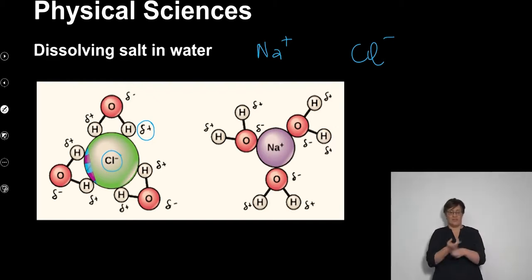And then the opposite happens with the cation of sodium. It is surrounded by water molecules, and you realize that the oxygen is the one that's closer to the cation, yet on the other side is the hydrogen part of the water molecule. So this is exactly what happens when a salt dissolves in water.